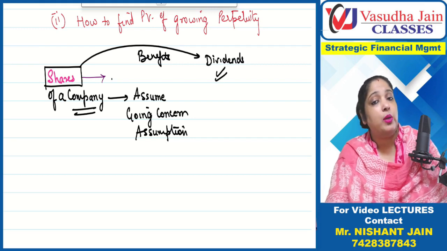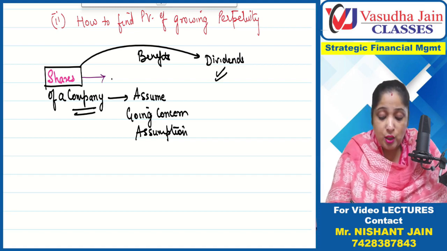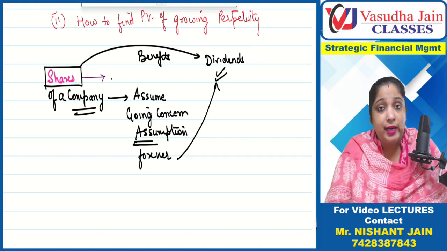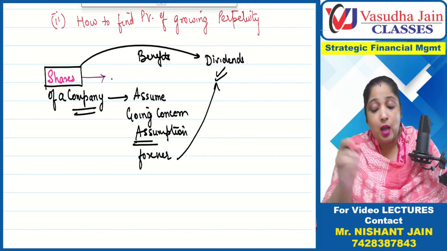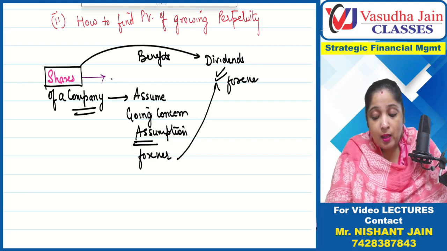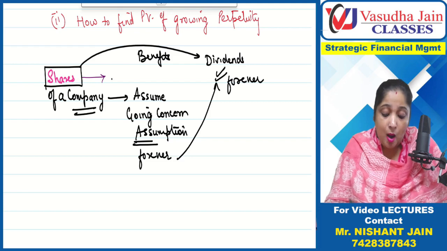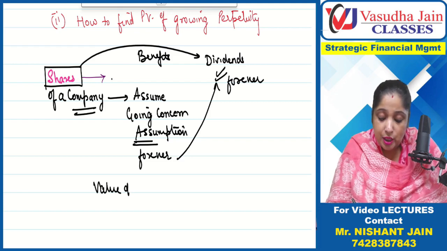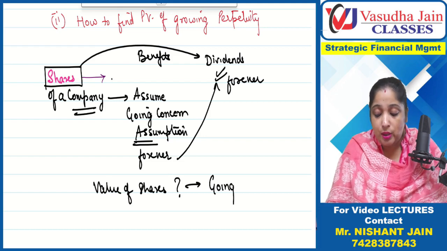Obviously these dividends will go on coming till the time the company is going to run, and we assume the company is going to run forever. So hence we assume that dividends, cash flows, are going to come forever. When this type of assumption is made, how will you value the share? How is it done when you assume the going concern assumption?